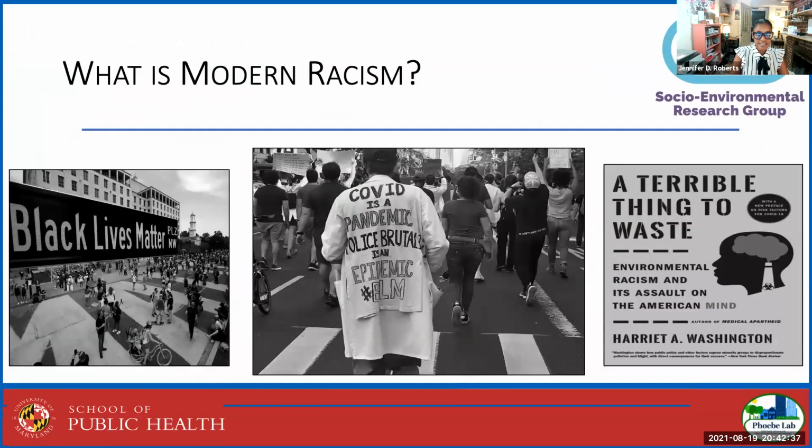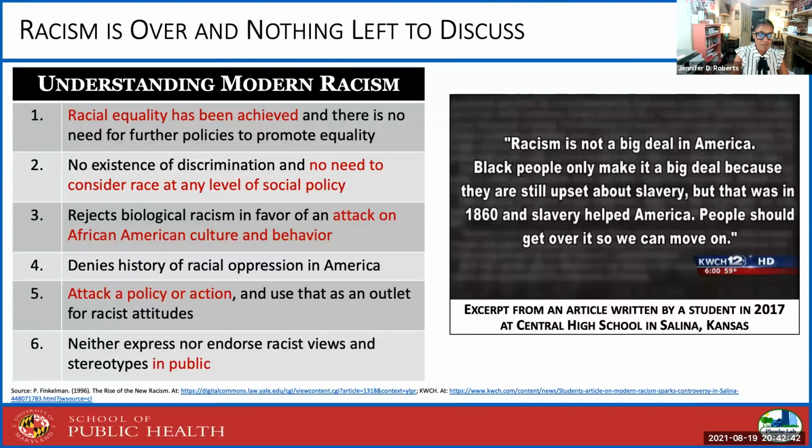So now let's pivot and take a look at where we are now, over 100 years later. One of the issues that we face today is how to explain and position the race disparities and inequities that we see in the context of racism. Modern racism: they neither express nor endorse racist views and stereotypes, and they believe that racial equality pretty much has been achieved and that we don't need any further discussion. We don't need any more policies to promote equality or equity, which therein lies the problem.